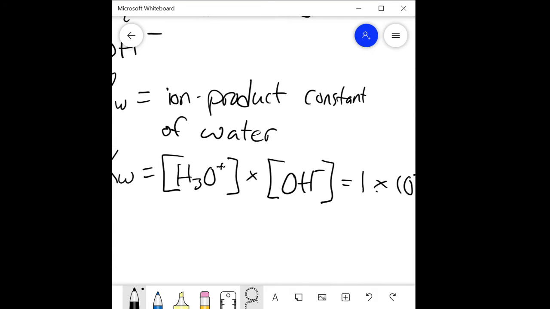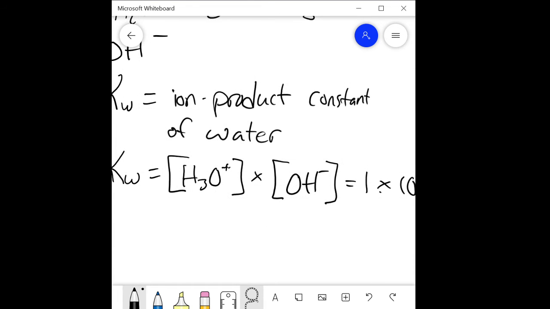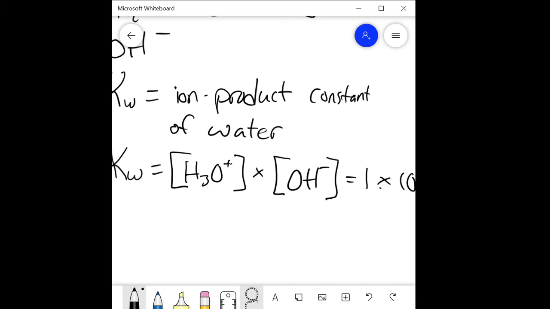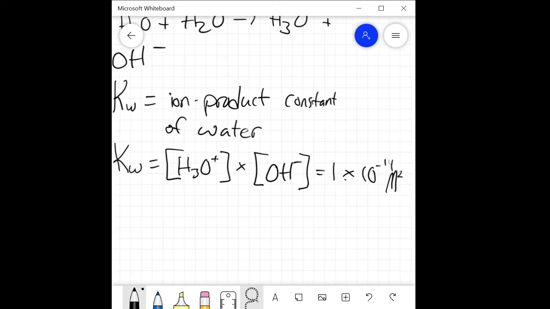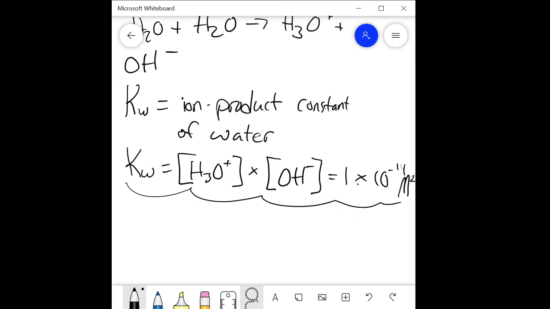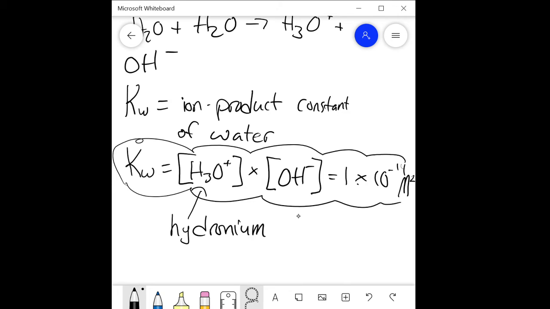So because of how water breaks down, we have this constant now that we can use to do problems, because what else would we do with it? You can use it to find either the concentration of the hydroxide ion or the concentration of the hydronium ion. This one's hydronium. This is hydroxide, obviously. So this can give you the concentration.